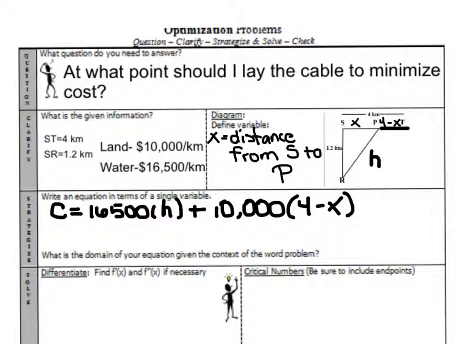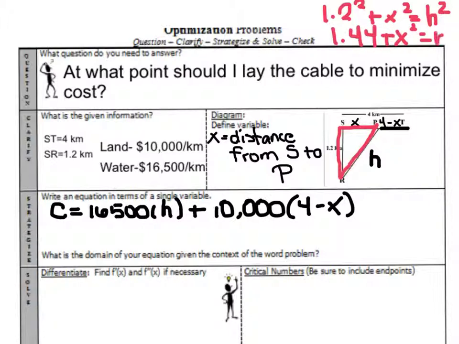Well, looking at my diagram, I see a familiar shape, using our geometry skills. We see a right triangle here, and using the Pythagorean theorem, we can find the length of h. So Pythagorean theorem is 1.2 squared plus x squared will equal h squared. So if we simplify that, we get 1.44 plus x squared is equal to h squared. Therefore h will be the square root of 1.44 plus x squared. So let's go ahead and replace that value into the original function.